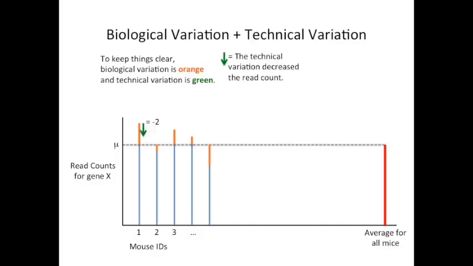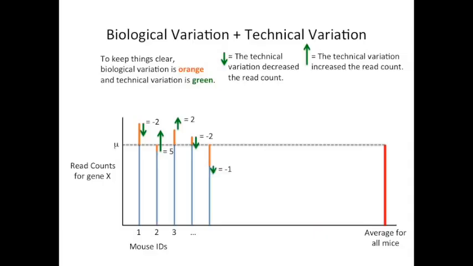For the first mouse, the technical variation reduced the read count by 2, so we're going to give it a green arrow pointing down. The second mouse had technical variation that increased the read count, so we'll use an arrow pointing up.